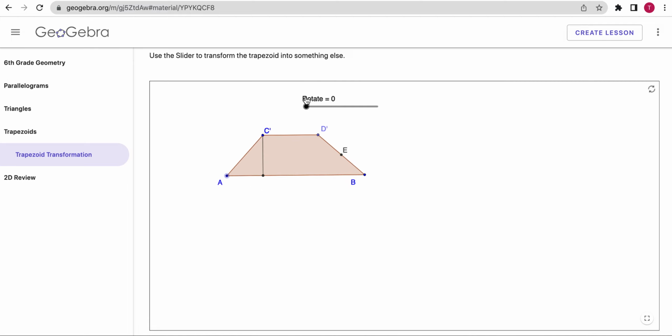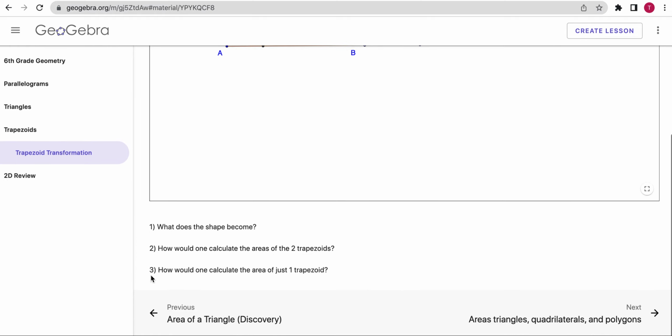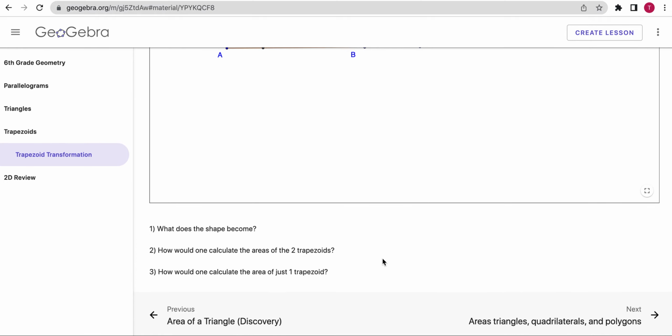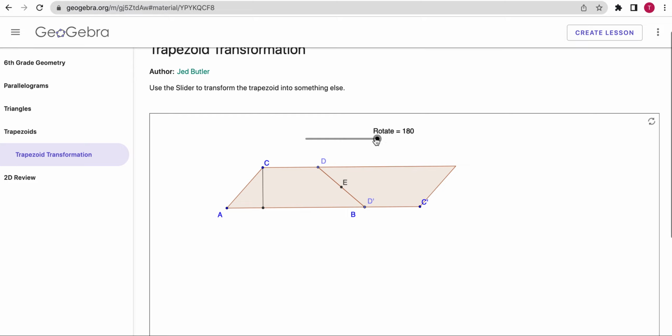And then up here, there's a little rotate slider. We can take the shape that we have made and rotate it a certain amount of degrees. So I'm going to rotate it 180 degrees. We have some questions down here that we can talk about while going through this activity. What does the shape become? If we rotated our initial trapezoid right here 180 degrees, looking at these outside lines, we can see that it turned into a parallelogram.